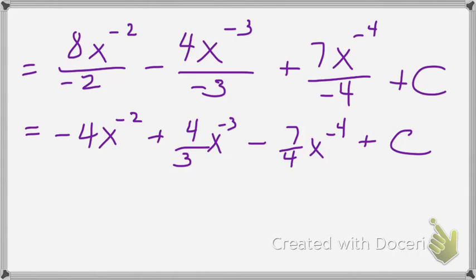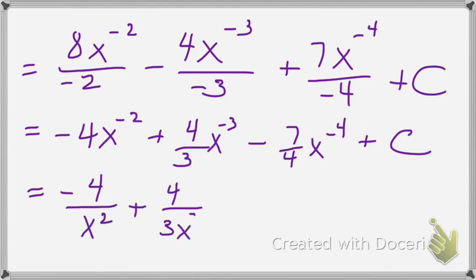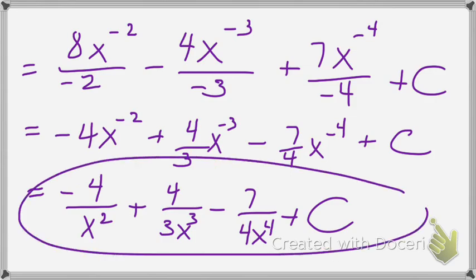We have a habit of writing our bases with positive exponents, so I could move those bases back. Call this negative 4 over x squared plus 4 over 3x cubed, take away 7 over 4x to the 4th, and the constant of integration. That's it.